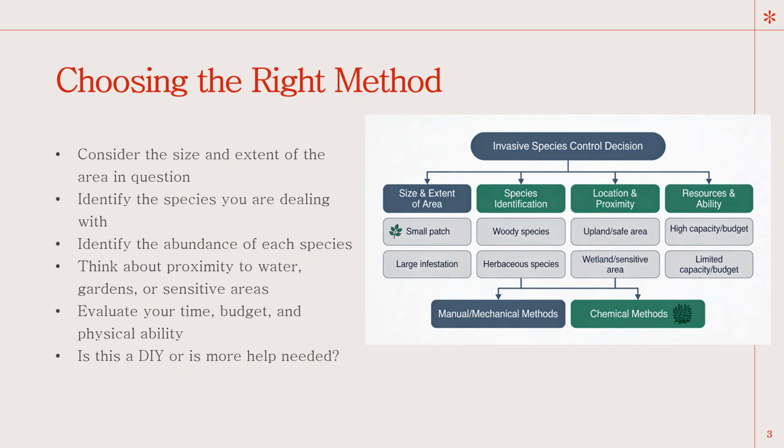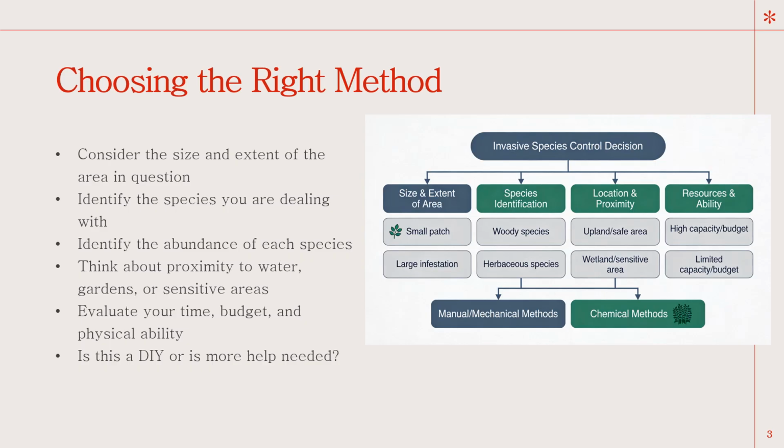Then you want to think about where your plants are growing that you want to control. If they are in or near a wetland, there are extra regulatory protections in place that may require permits before you can treat them. Proximity to water sources, gardens, or other sensitive areas affect both method choice and legal requirements.